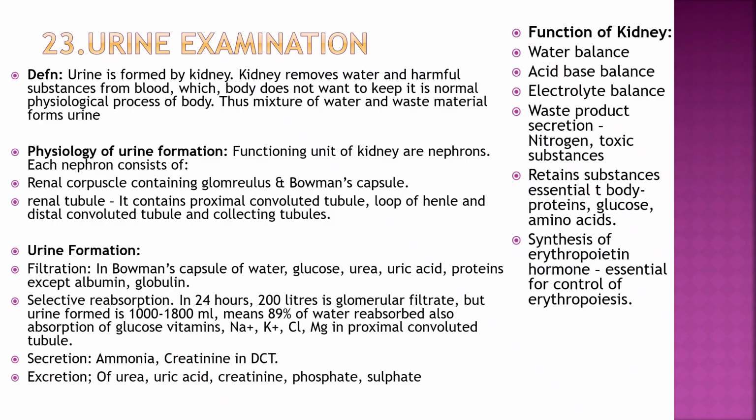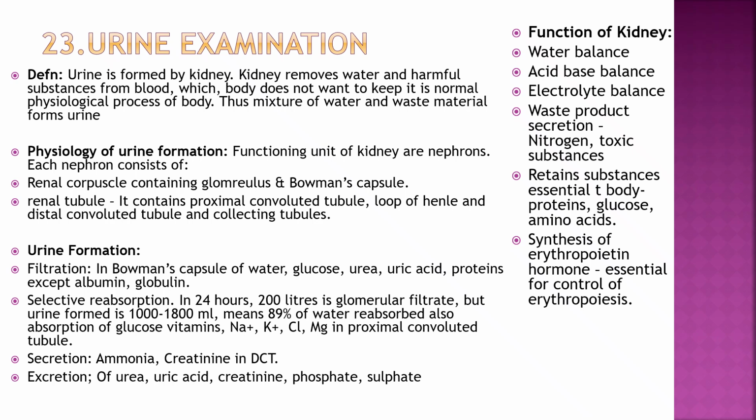So what is urine? It is formed by the kidney. The kidney removes water and harmful substances from the blood which the body does not want, and the mixture of water and the waste material forms the urine. So, in the physiology of urine formation, the important functioning unit of the kidney is the nephron.